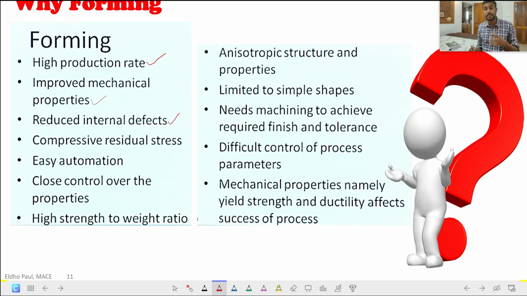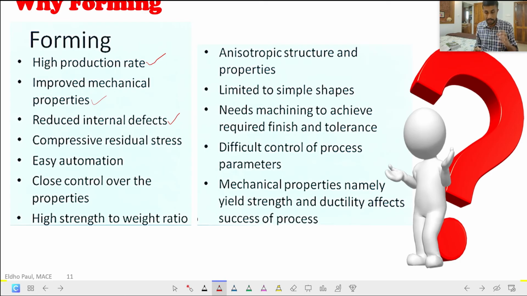Then compressive residual stress is developed. Initially we apply the compressive force for the deformation. When we apply the compressive force, compressive residual stress will be developed in the material, and this compressive residual stress will nullify any tensile stress developed on the material. So this is an added advantage of the metal forming process.